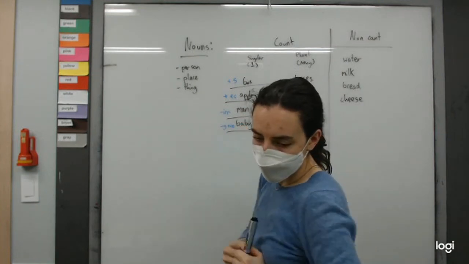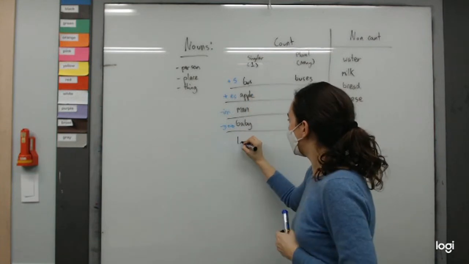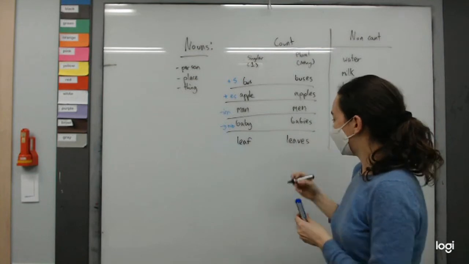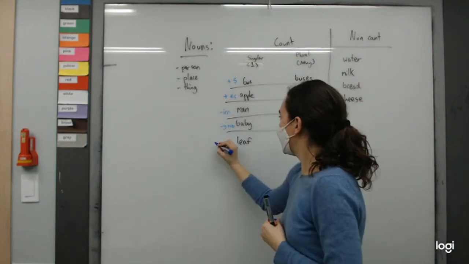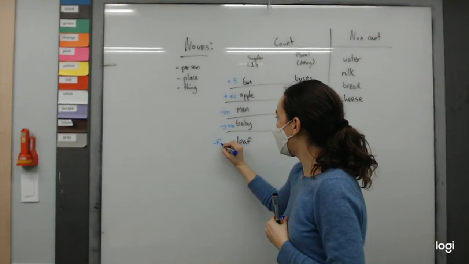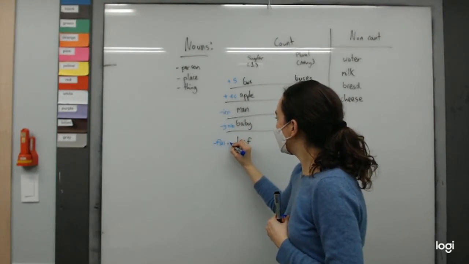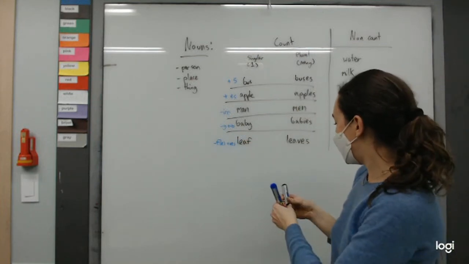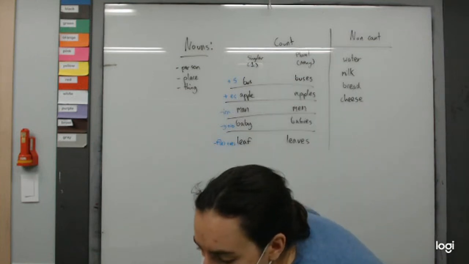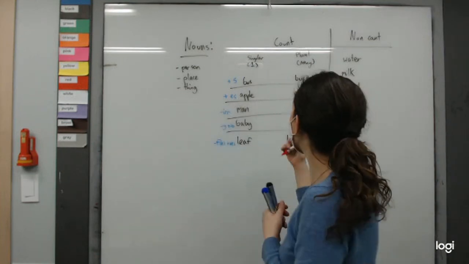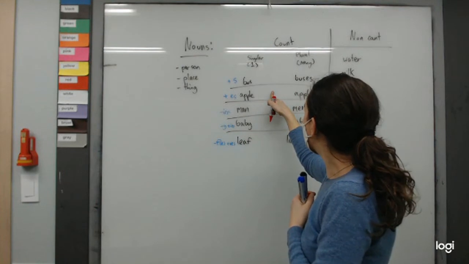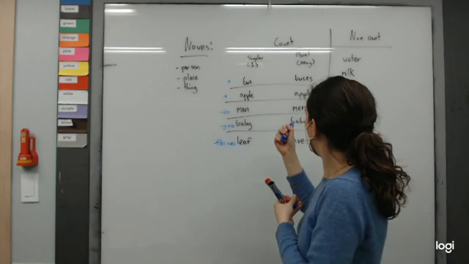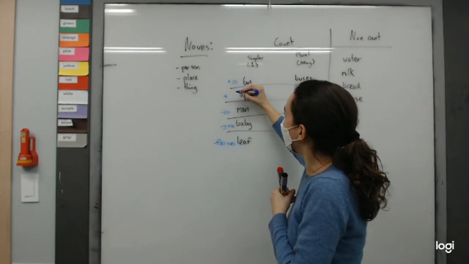Okay? Oh, and one more type. Leaf, leaves. In this one, minus f or fe and plus ves. Okay. So we use the words that we use for plus s. Oh, sorry, I did this wrong. This is plus es, and this is plus s.